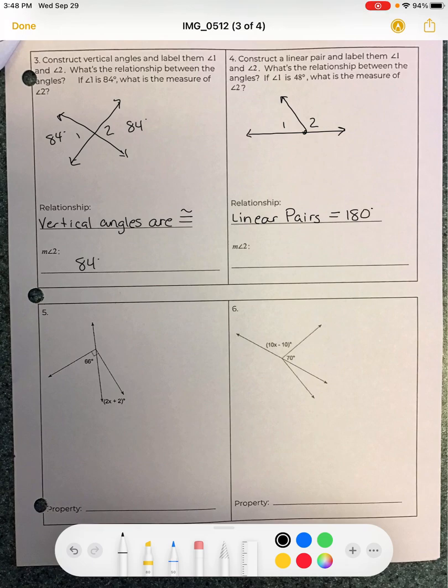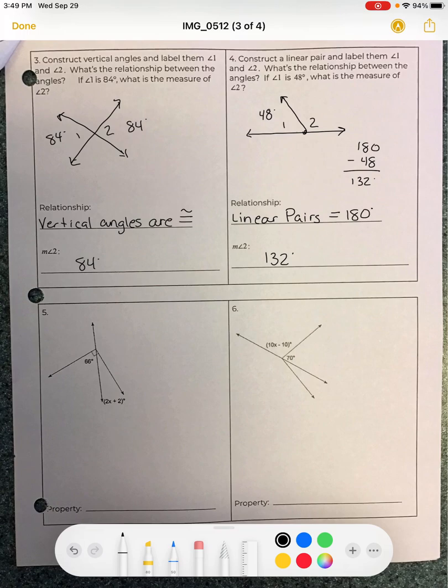So if we know angle 1 is 48 degrees, we have to figure out the measure of angle 2. So 180 minus 48 equals 132 degrees.